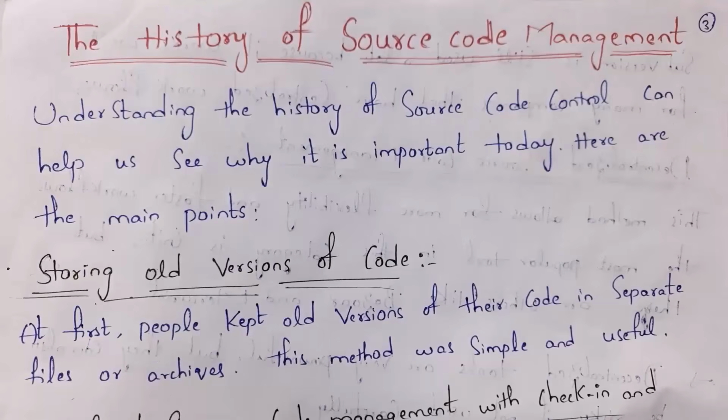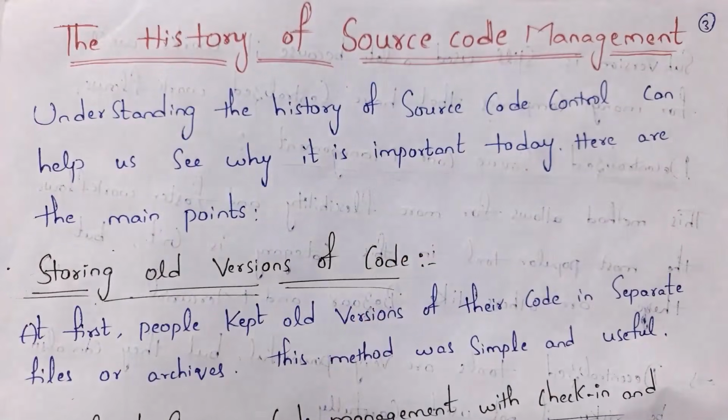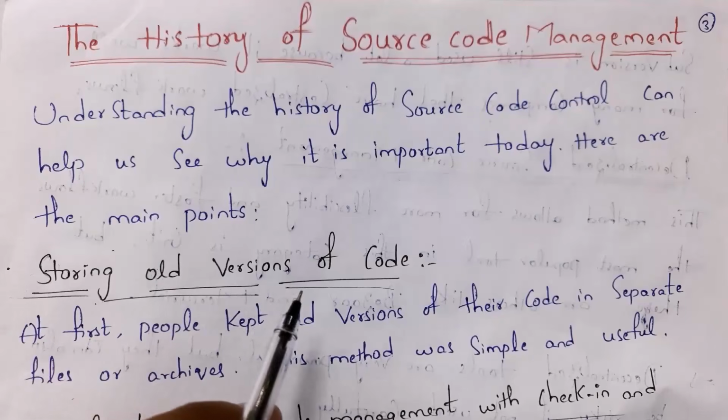Next I will explain the history of source code management. If you understand the history of source code management, then you will get to know why it is important today. These are some of the important points. First one is storing older versions of code. Guys, in olden days, if people wanted to store older versions of code, then they used to store them in separate files or archives. This method is very simple and useful.